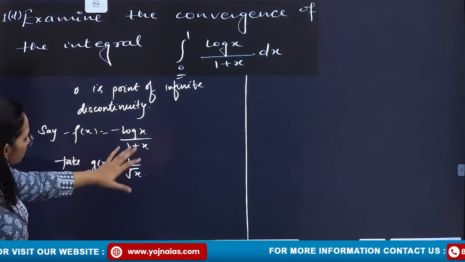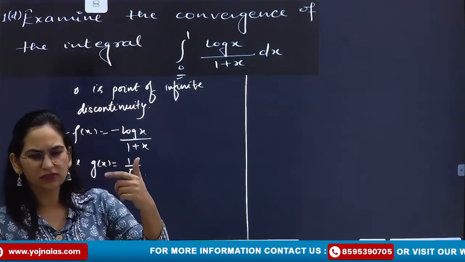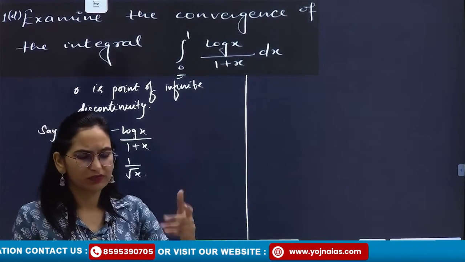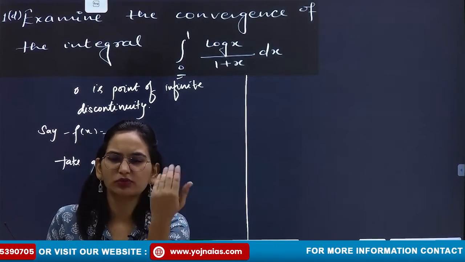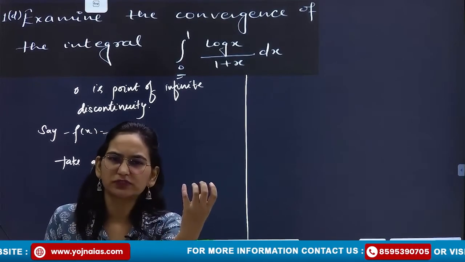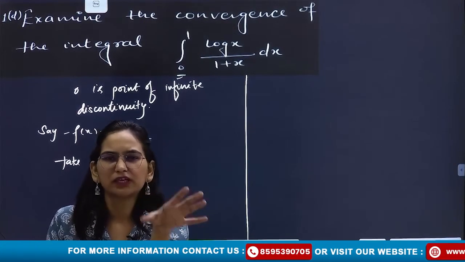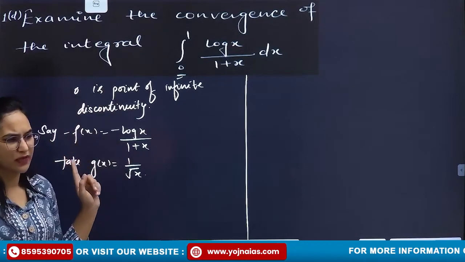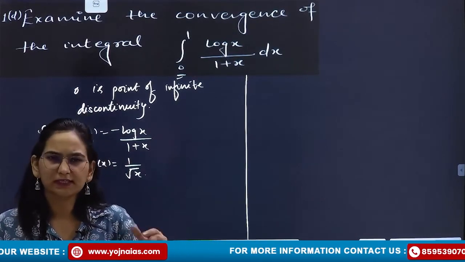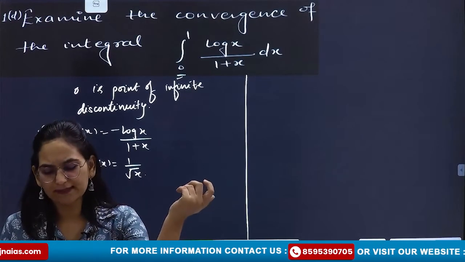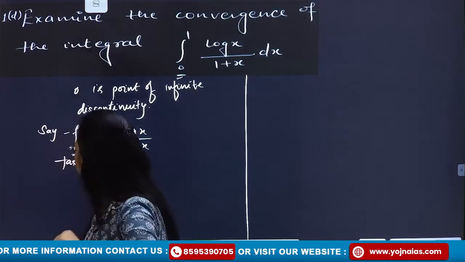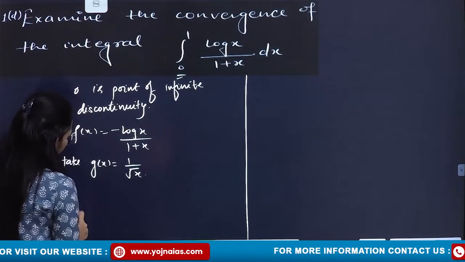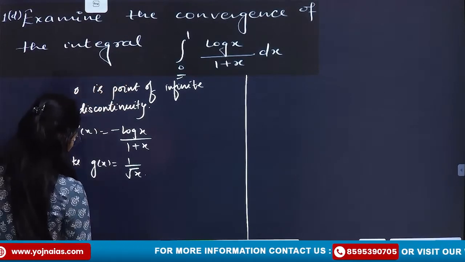But here g(x) equal to 1 by x would not work, because g(x) equal to 1 by x is divergent, and the f(x) by g(x) is going to be infinite, and at that time the divergence of g(x) would be inconclusive. And we need some conclusion, that is why we are not using g(x) equal to 1 by x. So we have to use something else as g(x), and let's try g(x) equal to 1 by root x. Then the limit x approaches the point of infinite discontinuity, and here we have 0 as the point of infinite discontinuity.